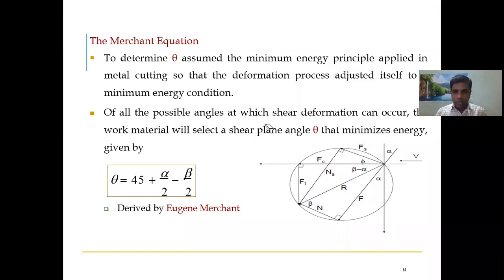Of all the possible angles at which shear deformation can occur, the work material will select a shear plane angle theta. This is the shear plane angle theta, which minimizes the energy given by the cutting tool or by the machine. So by using the minimum energy principle, we calculate this formula, the Merchant equation. The Merchant equation is theta equal to 45 plus alpha by 2 minus beta by 2. Please remember this. It was derived by a scientist called Ernest Merchant.